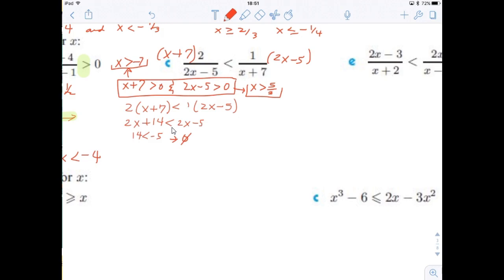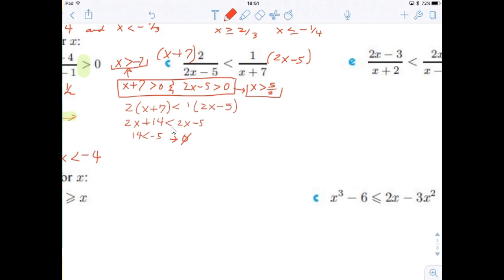Now, if both of these are positive, then we saw that the solution is the empty set. Now let's take the case where both of them are negative. So if both of them are negative, then you end up flipping the inequality twice. The first time you flip it is when you multiply by x plus 7. The next time you flip it is when you multiply by 2x minus 5. And if you flip it twice, then you end up with the same expression as you got before, and then we know the solution is the empty set.